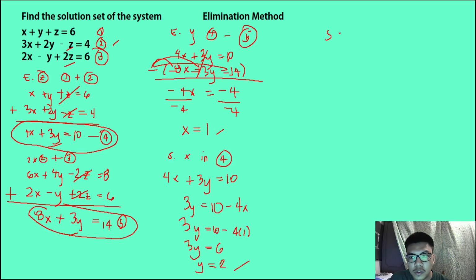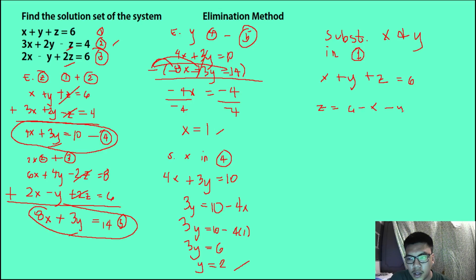So, substitute x and y in equation 1. So we have equation 1, x plus y plus z is equal to 6. So solving for z, we have z is equal to 6 minus x minus y. So that is equal to 6 minus value ng x ay 1 minus value ng y ay 2. So we have 6 minus 1 minus 2, that is equal to 3. So z is equal to 3.